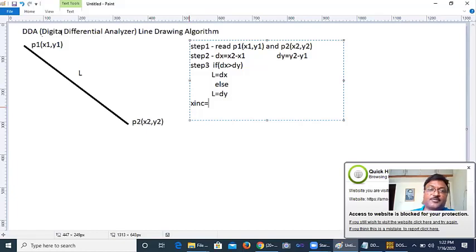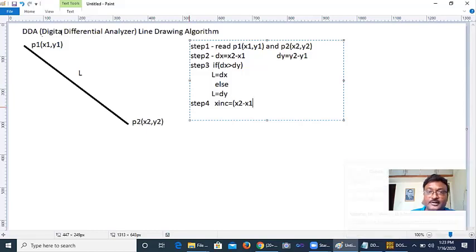So this is our step number 4. In step number 4, calculate the x increment. How can you calculate the x increment? That is x2 minus x1 divided by length. And the y increment, how can you calculate it? y2 minus y1 divided by length. Understood? Everybody understood these first 4 steps?